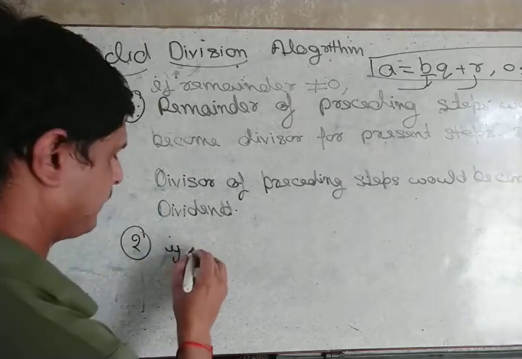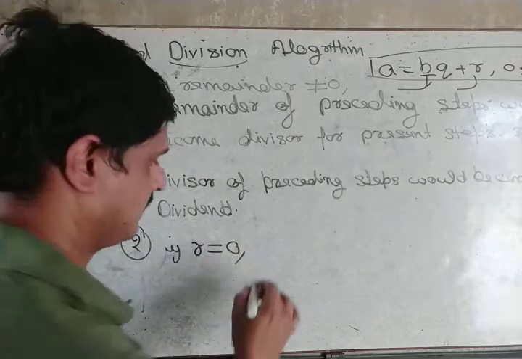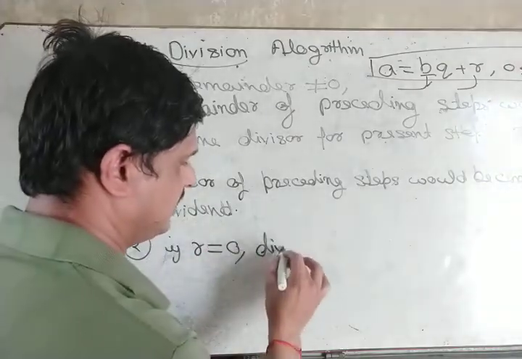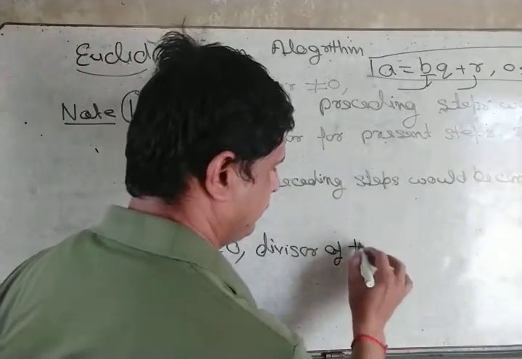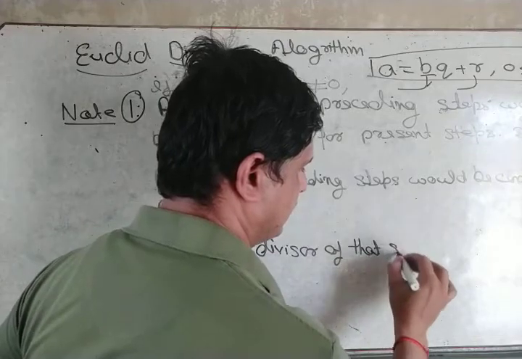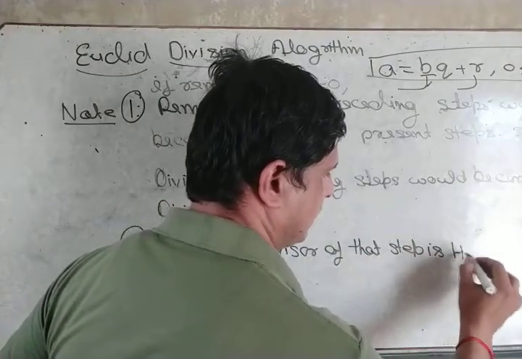Second note: if r is 0, then the divisor of that step is HCF.